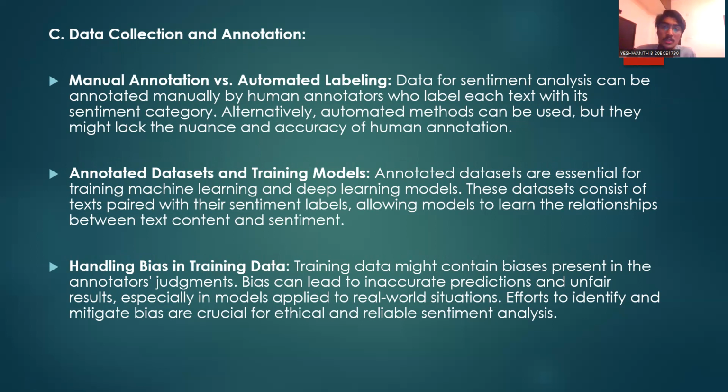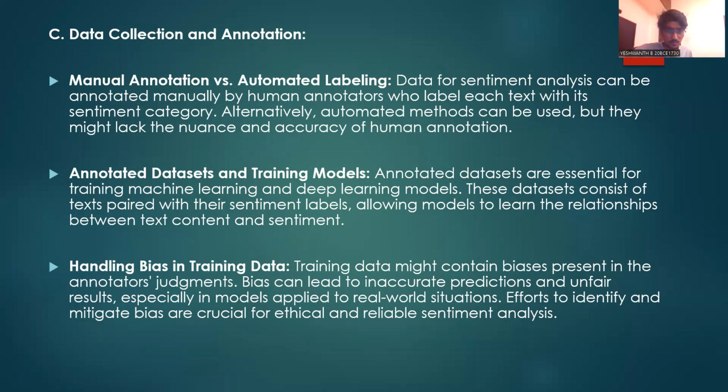Alternatively, automated methods can be used but might lack the nuance and accuracy of human annotation. So, annotated datasets and training models. Annotated datasets are essential for training machine learning and deep learning models. These datasets consist of text paired with their sentiment labels, allowing models to learn the relationships between the text content and sentiment. So, handling bias in training data.